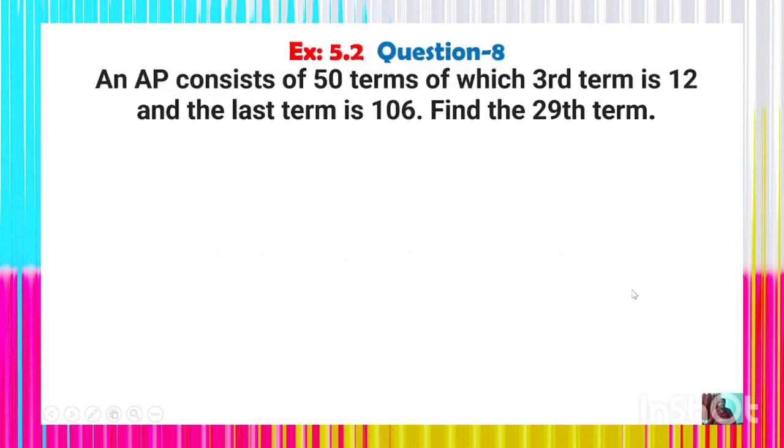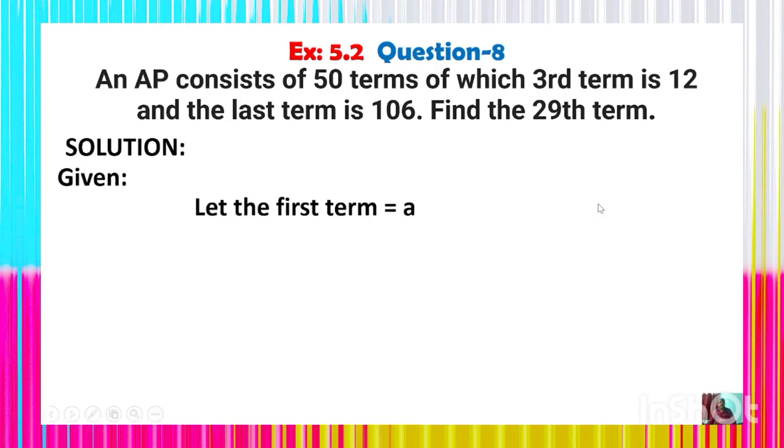An arithmetic progression consists of 50 terms, of which the third term is 12 and the last term is 106. Find the 29th term of the AP. This is another important and vital problem for you. Look at the solution here. Let the first term of the AP be A and the common difference be D.